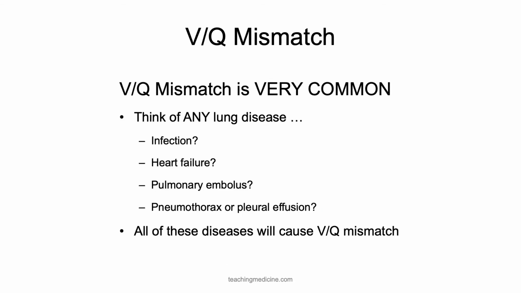VQ mismatch is a very common phenomenon. You can think of almost any lung disease, infection, inflammation, heart failure, pulmonary embolism, pneumothorax or pleural effusion. All of these diseases result in a VQ mismatch that results in lower levels of oxygen in the blood.